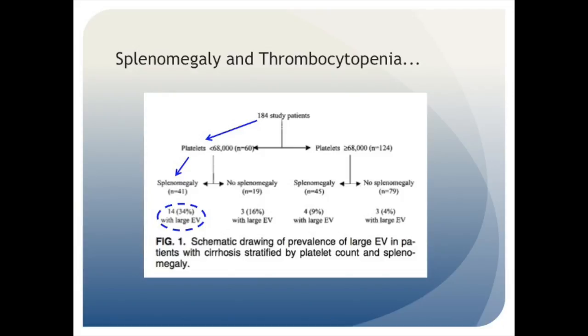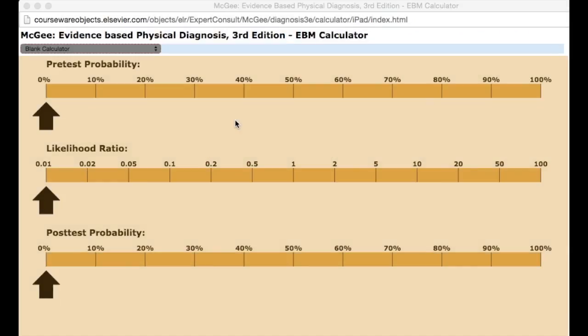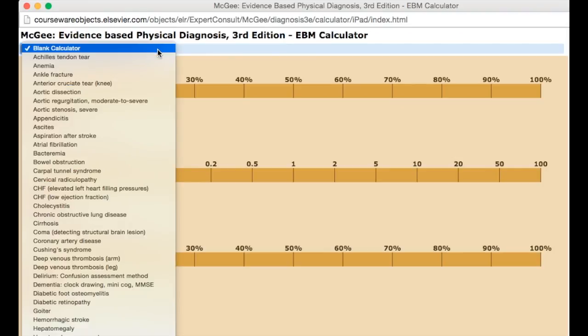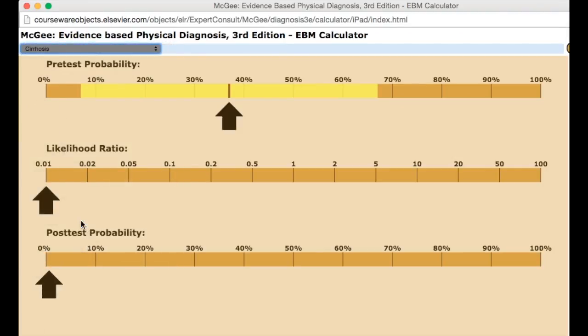So it still can be a useful sign in determining whether or not your patient may be at risk for variceal bleeding if you're concerned about cirrhosis. Now let's use McGee's evidence-based physical diagnosis calculator to see how some of these physical exam findings will influence our pretest probability. First, we choose cirrhosis from the drop-down menu and choose a pretest probability based on our patient's past medical history and presenting symptoms, things that may influence the likelihood that he or she may have cirrhosis. Let's say we pick 30%.